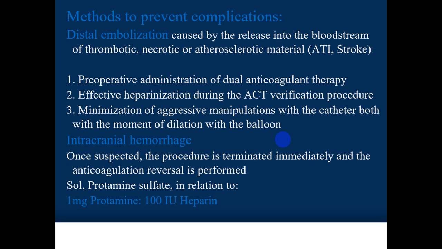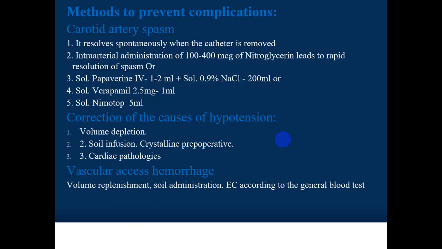Intracranial hemorrhage, once suspected, the procedure is terminated immediately and the anticoagulation is reversed. It is performed with protamine sulfate, which is an antagonist to heparin, and you see the ratio like 1 milligram of protamine to 100 units of heparin. Carotid artery spasm resolves spontaneously when the catheter is removed from that portion, or by intra-arterial administration of drugs like nitroglycerin, papaverine, verapamil, and nimodipine. Most of them are effective and still used by surgeons.